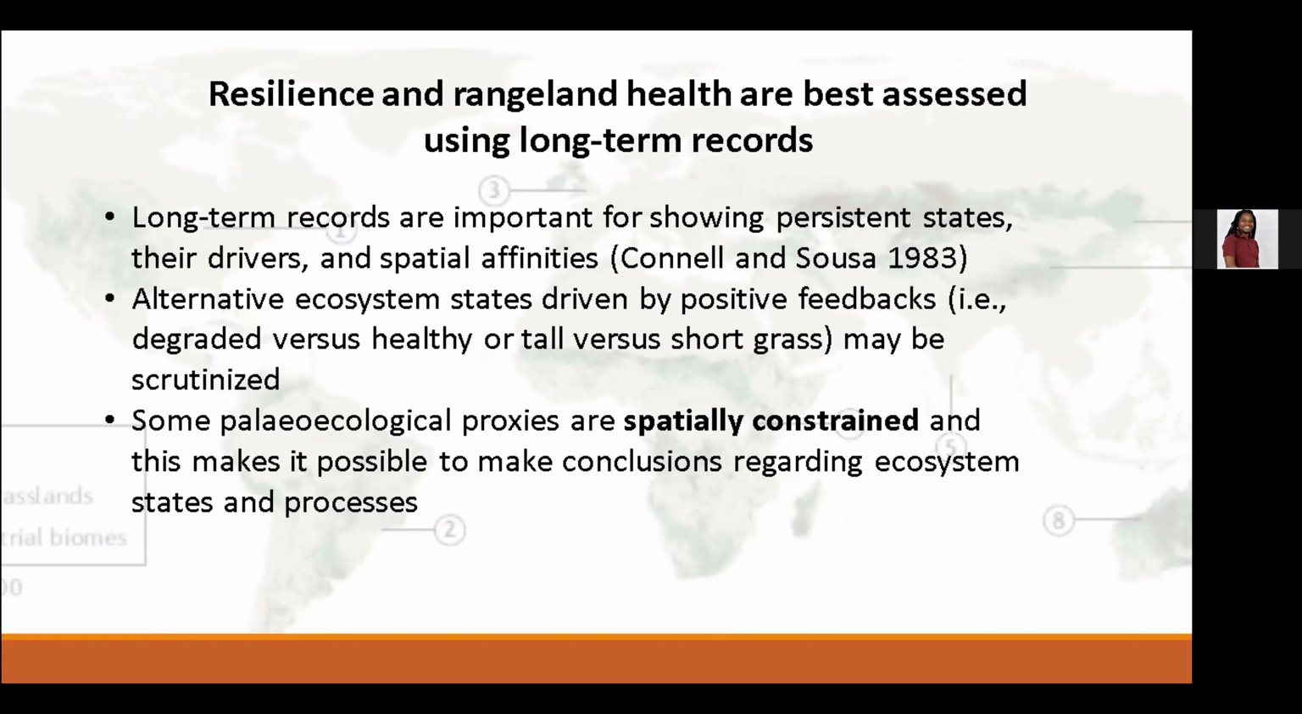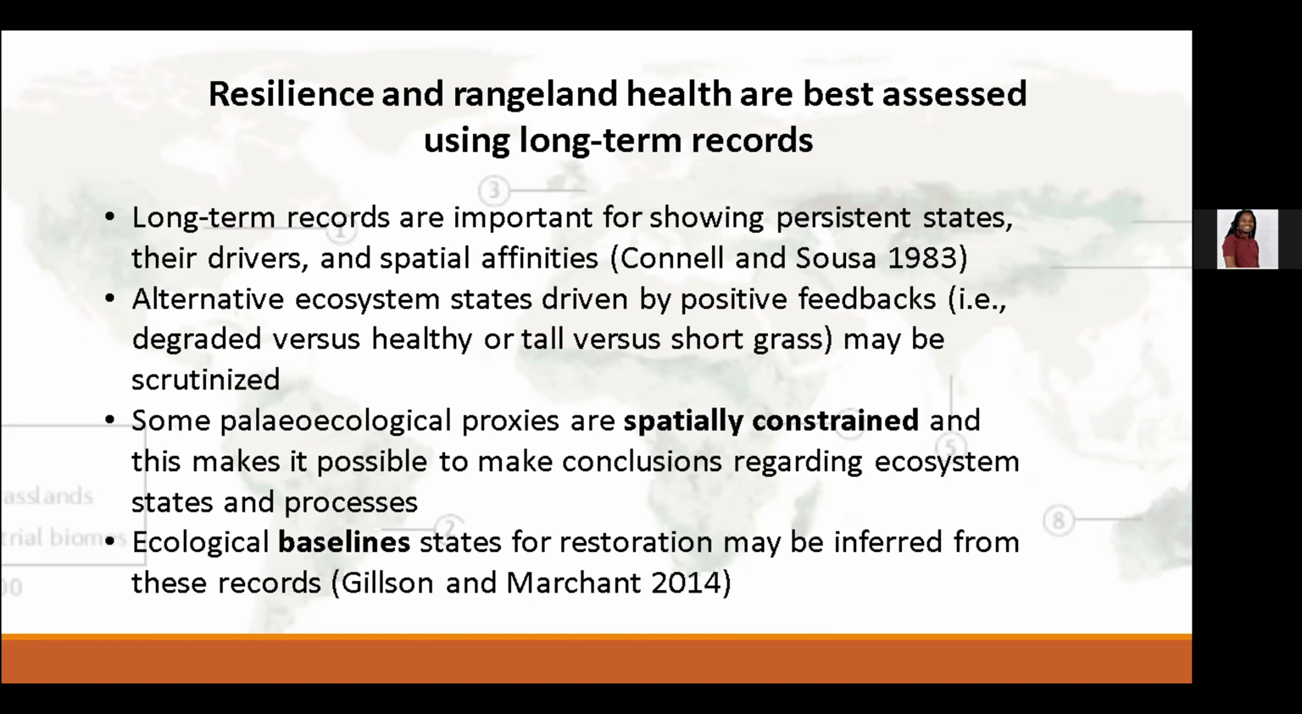The key thing about long-term records, especially the sedimentary ones, is that they are spatially constrained. Because of that, we can make conclusions regarding ecosystem states and processes. And from these, we can find baseline states for restoration.